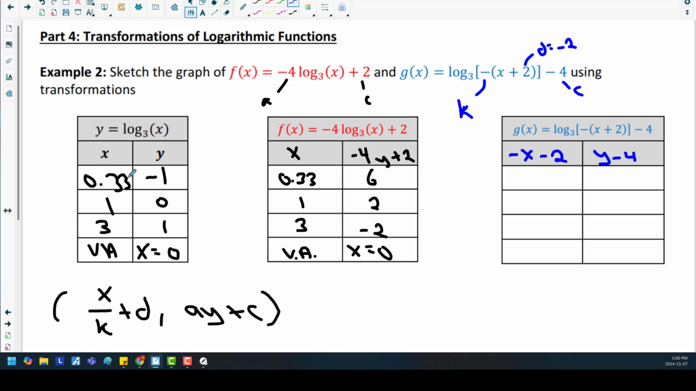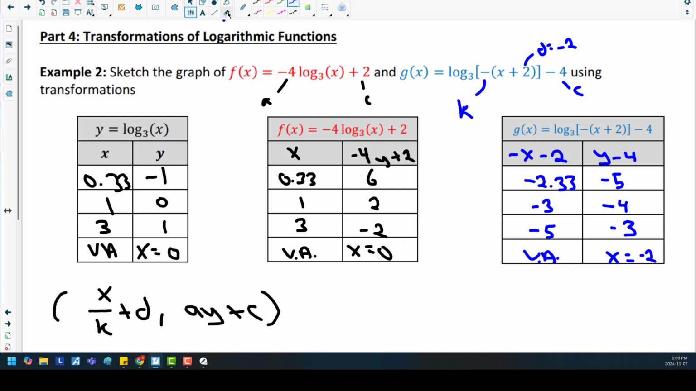Let's go back to our values here. So 0.33 times it by negative, and then minus 2, so that's -2.33. Now we have 1, so -1 minus 2, that's -3, and we have 3, so that's going to be -5, and then we have our vertical asymptote. Remember, the vertical asymptote is just my d value. What is my d value here? It is -2, so x is equal to -2. As for my y value, -1 minus 4, that's -5. 0 minus 4, that's -4. And 1 minus 4 is -3. So there we have it. We have completed our table of values.